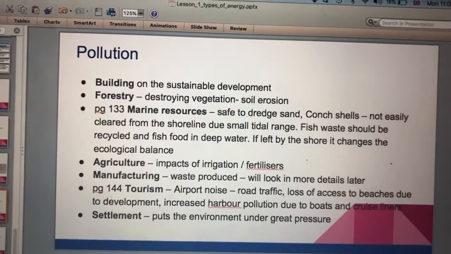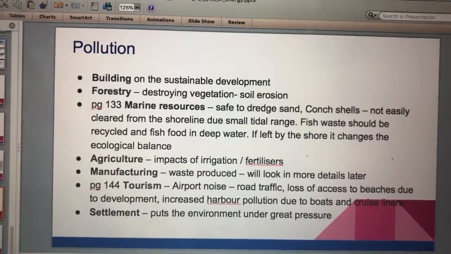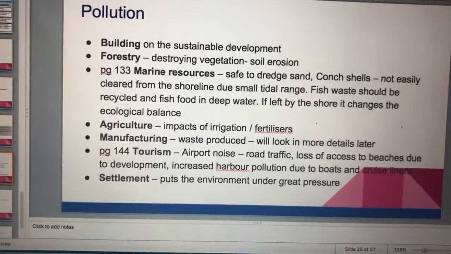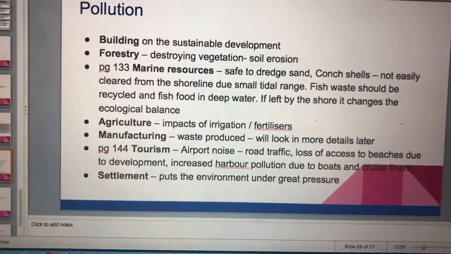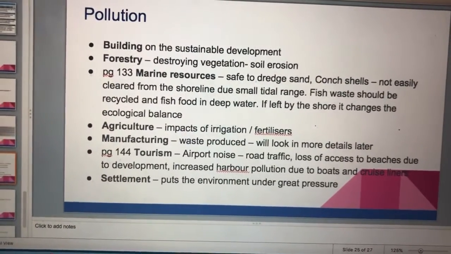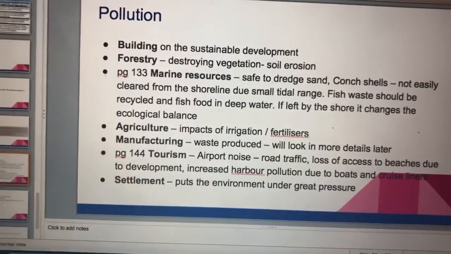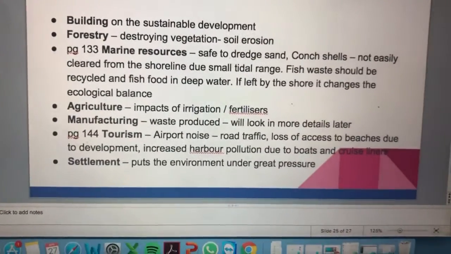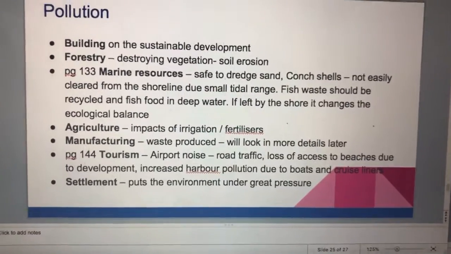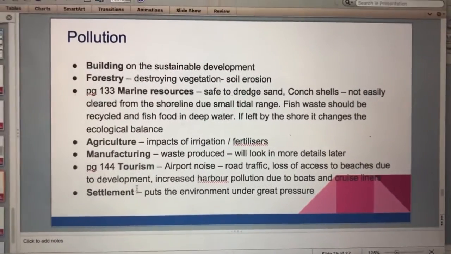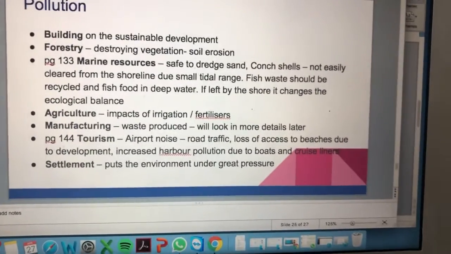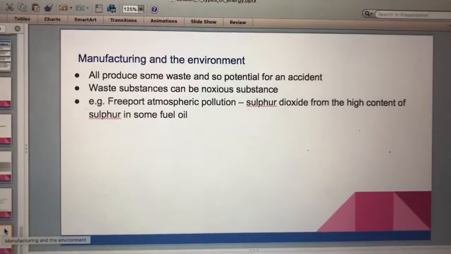Manufacturing: waste is produced from any process of manufacturing. We'll look at that in a bit more detail in a second. Tourism: you could think of many more examples, I've just got a few. Airport noise, road traffic, loss of access to beaches, increased harbour pollution, etc. I've put the page numbers where you can find these so you can put in extra detail, okay? Settlement: building of houses, malls. This puts the environment under a lot of pressure, okay?